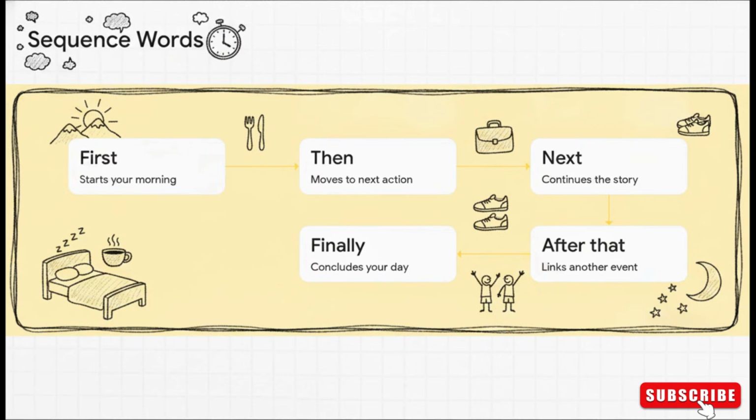Picture telling a friend, "Then I had a huge breakfast. Next, I rushed to work. After that, I met my colleagues." See how that flows? And when you're finally ready to wrap up, you clearly signal the end to your listener with finally. Finally, I came home and crashed on the couch. I cannot stress this enough. Mastering these sequence words is the ultimate key to sounding like a confident storyteller. They give your listener literal stepping stones to follow along effortlessly.